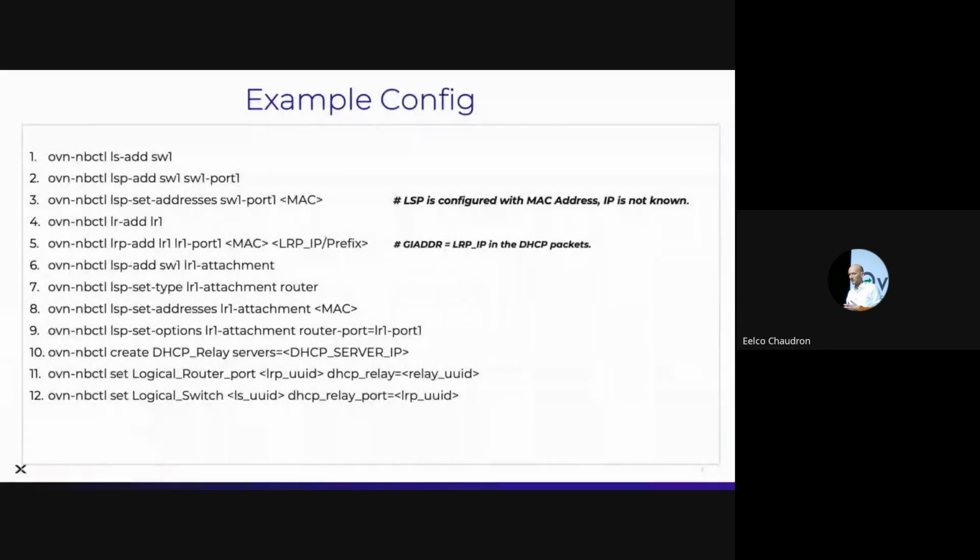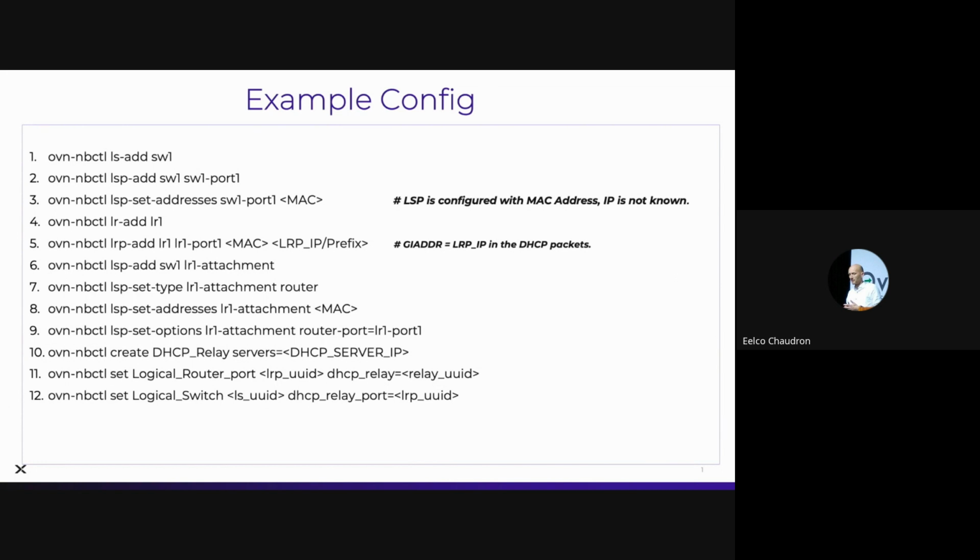This is the example config to enable DHCP relay agent functionality. The first command is creating a logical switch. The second command is adding a port to it. And in the third command, we can notice that the logical switch port is configured only with a MAC address, since this subnet is managed by an external DHCP server and the IP address is not known.